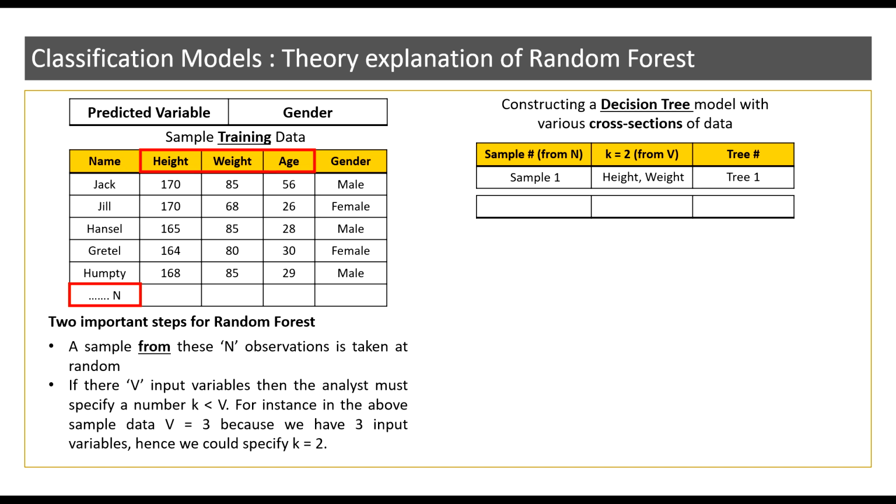Now, again from the same n observations, I take another random sample. I will call this sample as sample 2. Then, from the 3 potential input variables, I will now take height and age. Therefore, based on sample 2 and the input variables height and age, I will build another decision tree model to predict gender. Let us call this tree as tree number 2.